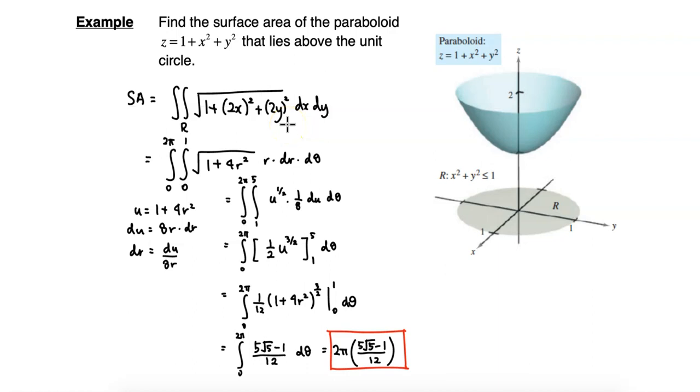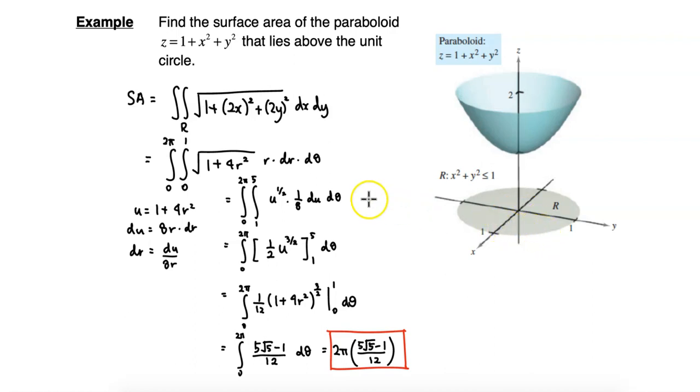Since the region is a circle, it seems pretty clear that we should switch to polar coordinates. So it's the integral of 1 plus 4r squared times r dr d theta. Theta goes from 0 all the way to 2 pi, and r goes from 0 to 1.